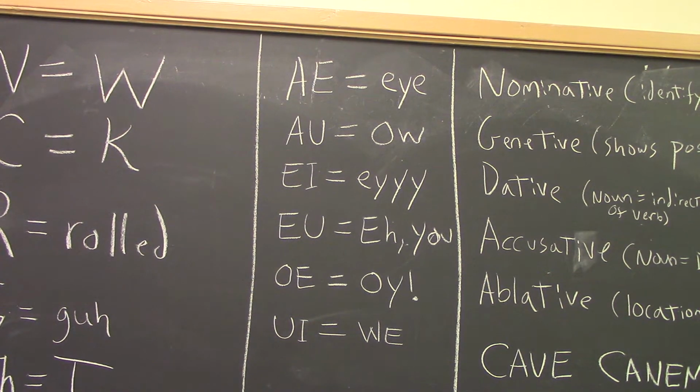O and E is pronounced oi. And the last diphthong, U and I, is pronounced we. Next lesson.